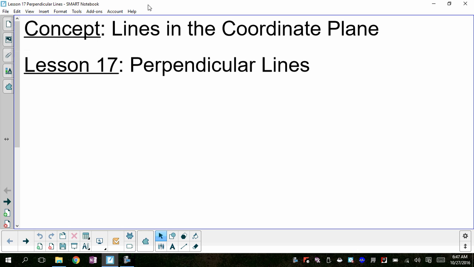Hey all, today we're going to talk more about lines in the coordinate plane, and this time we're going to talk about the relationship between perpendicular lines in the coordinate plane.